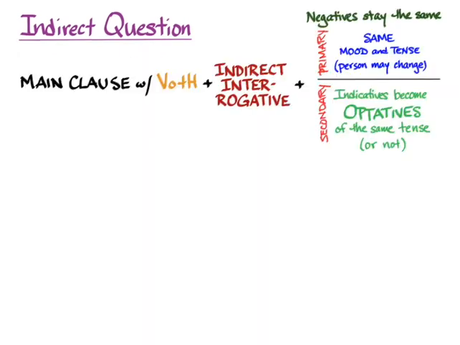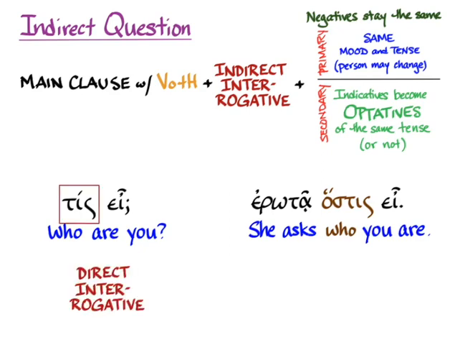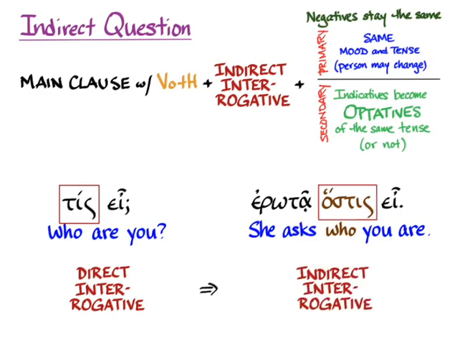So here's our rule, and we'll start with tis ei, who are you? There's our direct question, and if we want that in an indirect form, we might see erota hostis ei, she asks who you are. So you can see that the direct interrogative tis becomes an indirect interrogative hostis in our indirect question sentence.